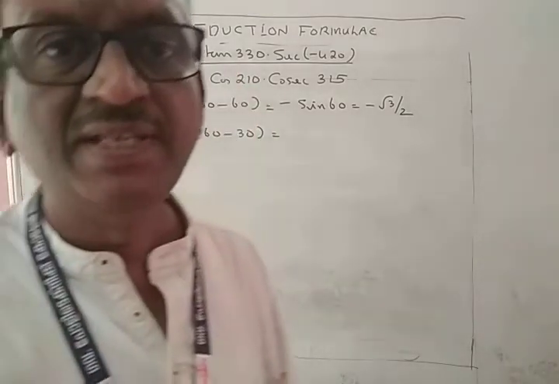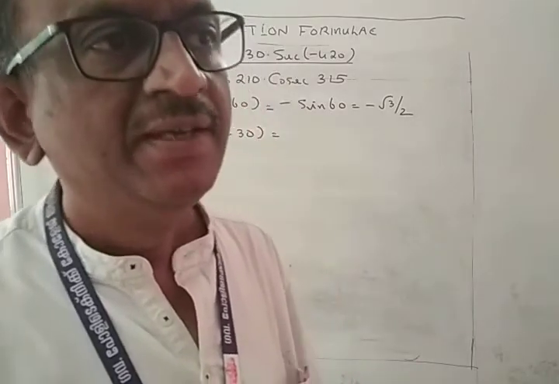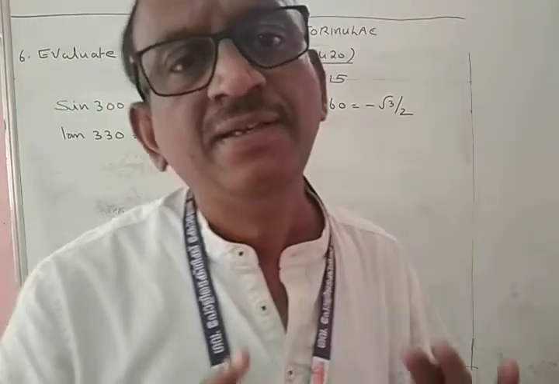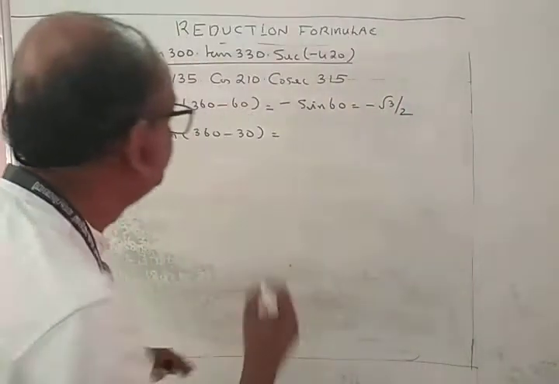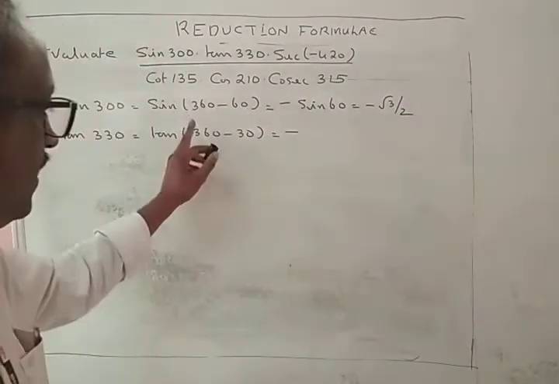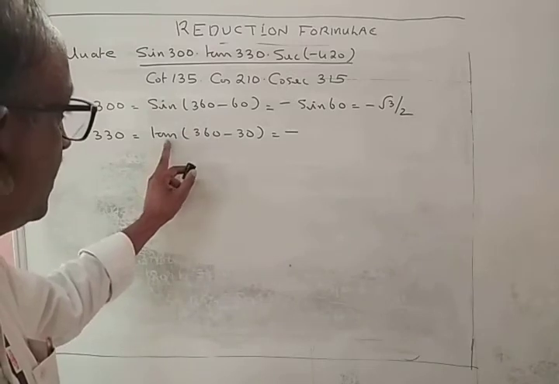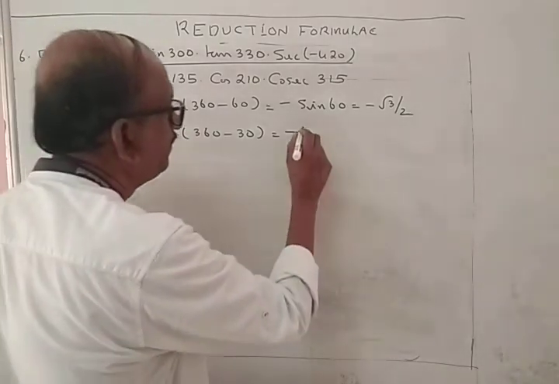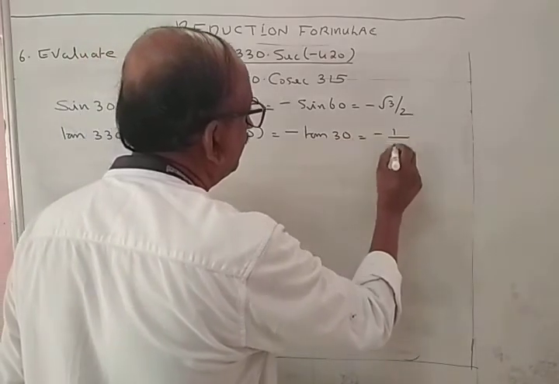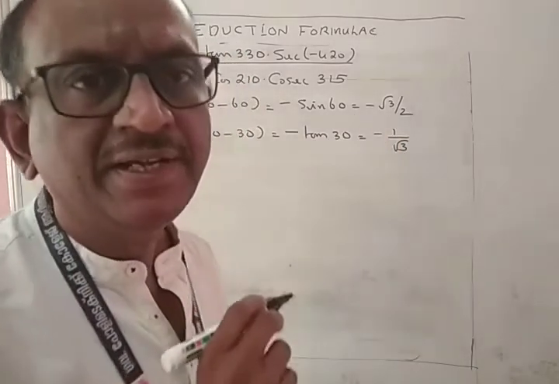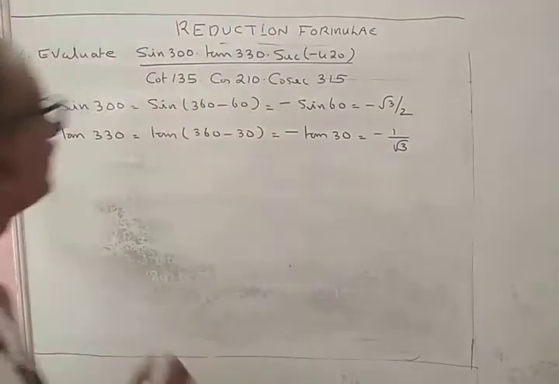Tan 330 is the same as tan 360 minus 30. 360 minus 30 is in the fourth quadrant. In the fourth quadrant, tan is negative. Here the angle is 360, therefore the answer is tan 30. Tan 30 is 1 by root 3.